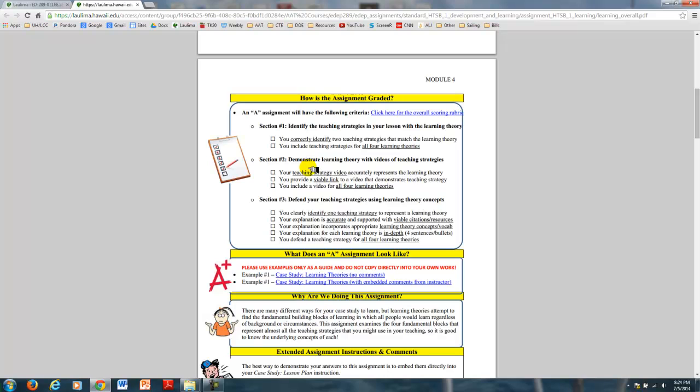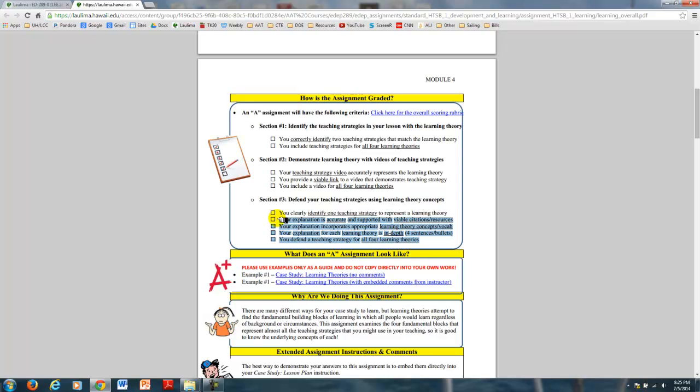Section 2, your teaching strategy video should accurately represent the learning strategy with an appropriate link, and there should be one for each of the 4 learning theories. So that's 4 videos. And then defending it, you identify one teaching strategy to represent the learning theory. It's accurate in your explanation with good resources where you didn't just make it up, and you use some of the theories and concepts vocab in depth, and you cover all 4 learning theories.